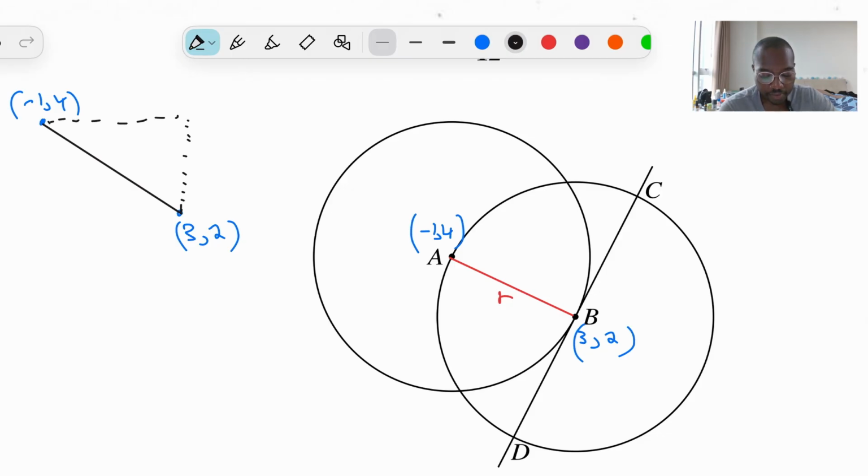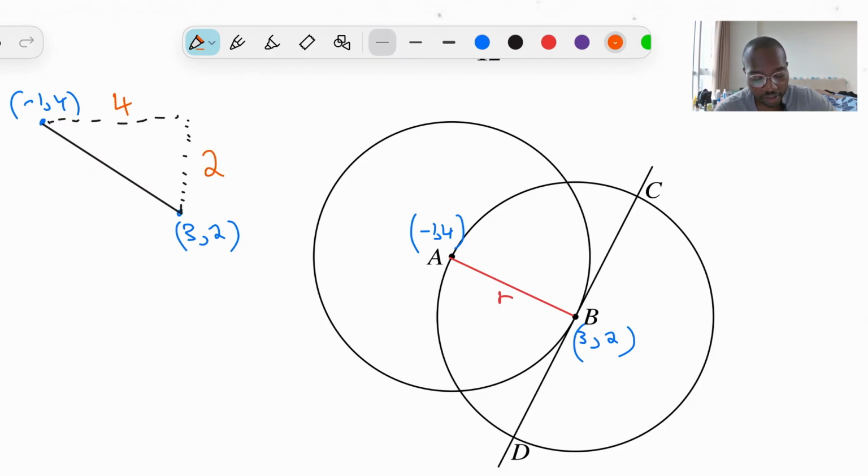As you can see, because we know that distance must be the radius, we can work out the length using Pythagoras' theorem. So again, to do that, we just need to look at the difference. In the x direction, we start at -1 and go to 3, so that is going to be a 4 here. Then we start at 4 and go 2 down, so there's a difference of 2.